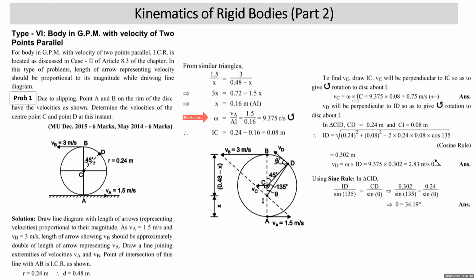Now VC is omega into IC. Omega is 9.375 and IC or CI is 0.08. So that is 0.75 meter per second. So one matter is settled. Now you want velocity of point D. He's asked that. Point D should be joined with ICR.